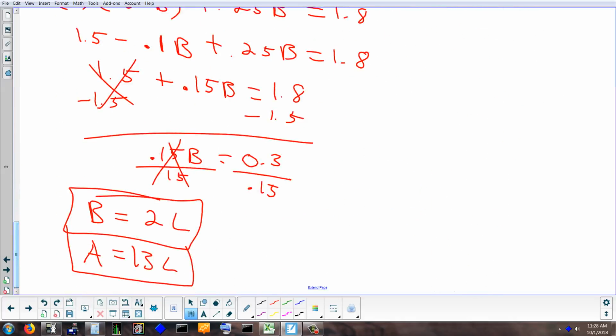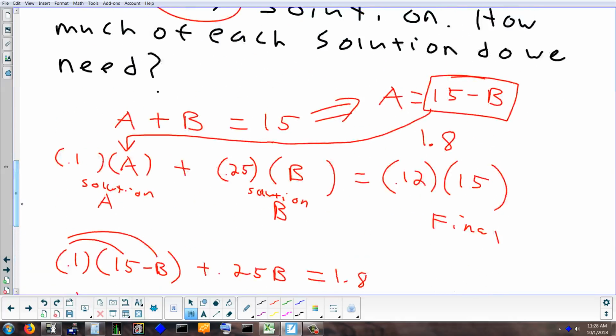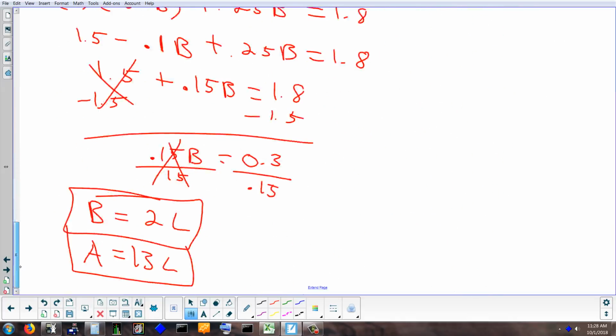Every mixture problem is exactly like that. Just always start by setting up these two equations and then substitute into the longer one. Doesn't matter if you substitute in for A or for B. You could have done it either way. Okay, any questions on that one? Okay, so that's an application for linear equations.